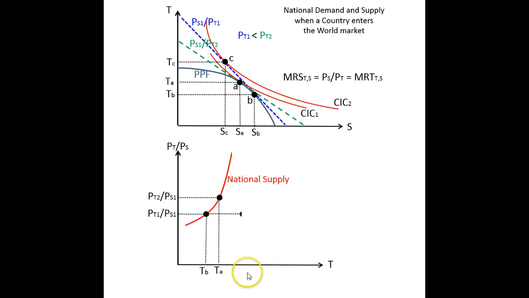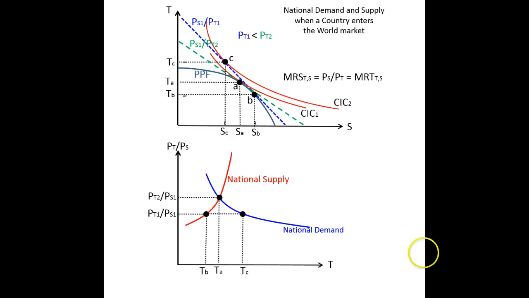If we take that into the lower graph here, we see that for the same relative price we are willing to produce TB but willing to consume TC. If we put these consumption bundles together, we will get the national demand like that.